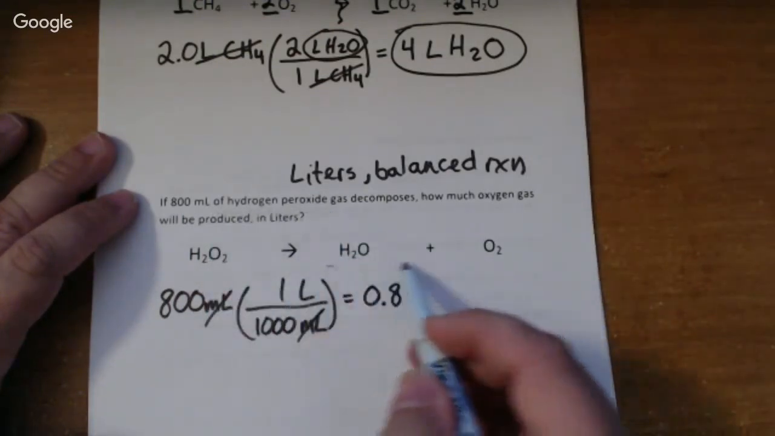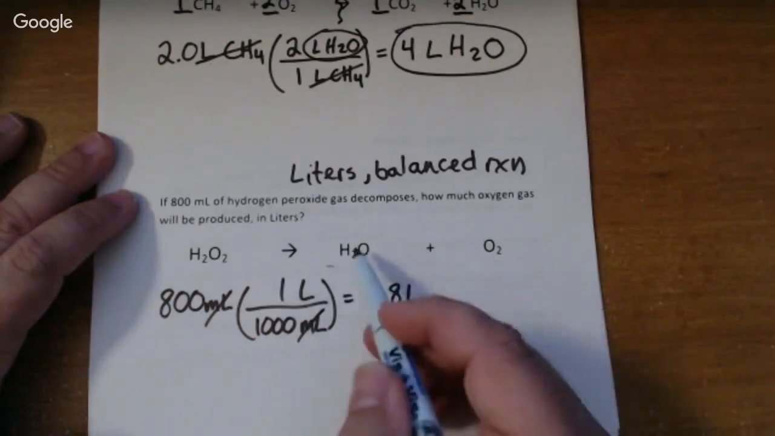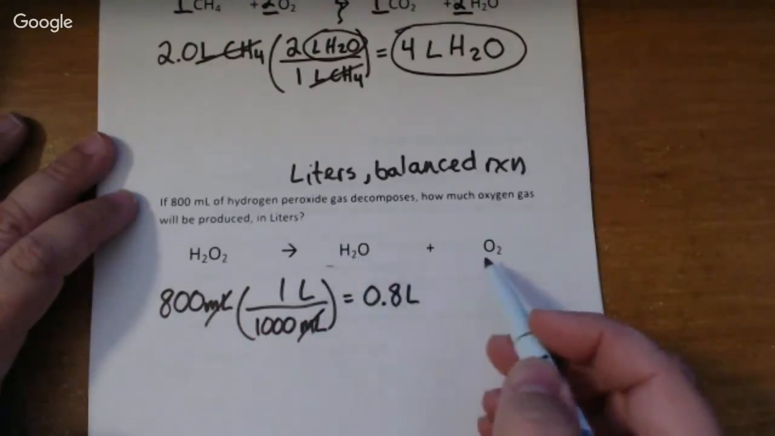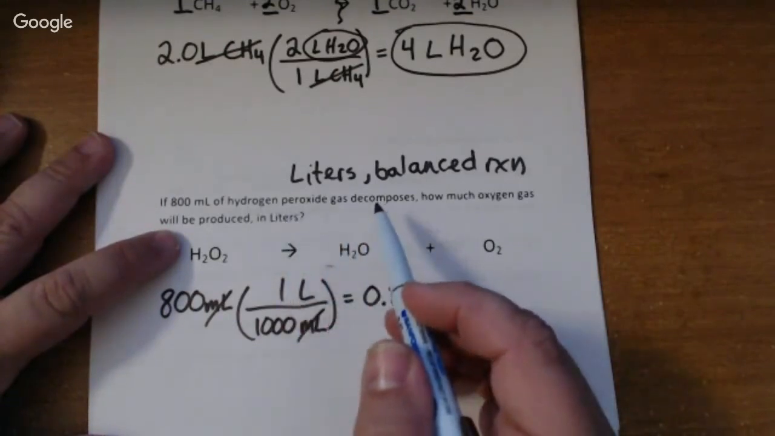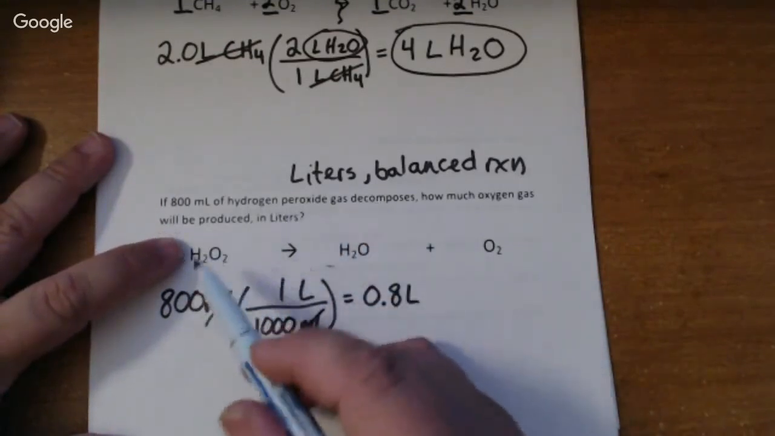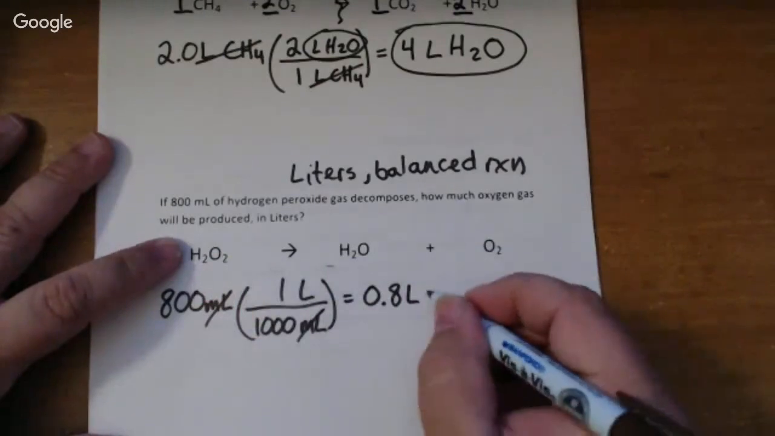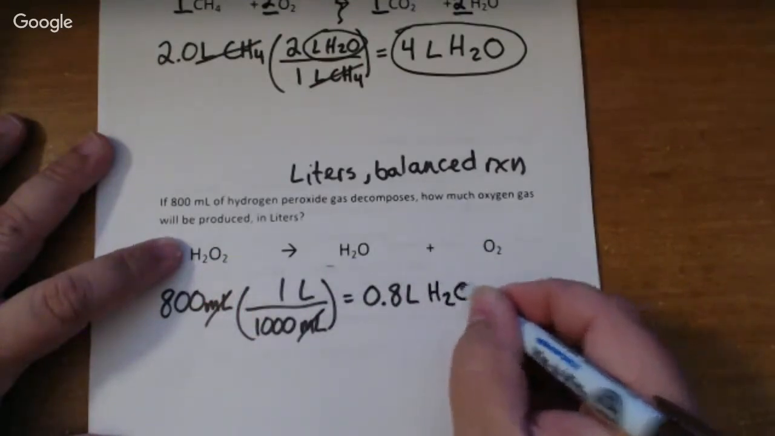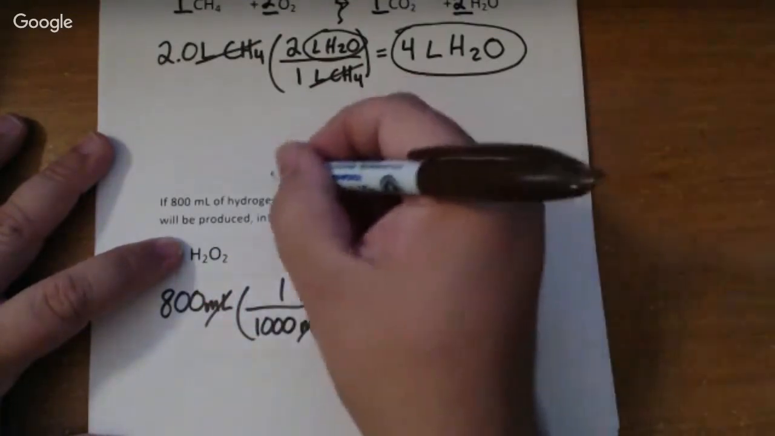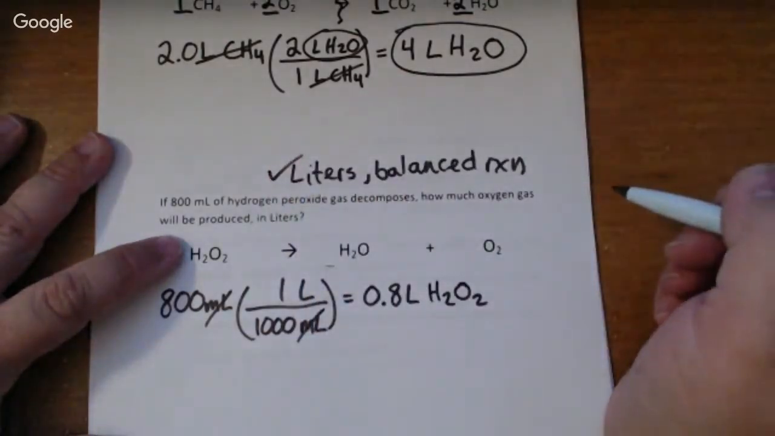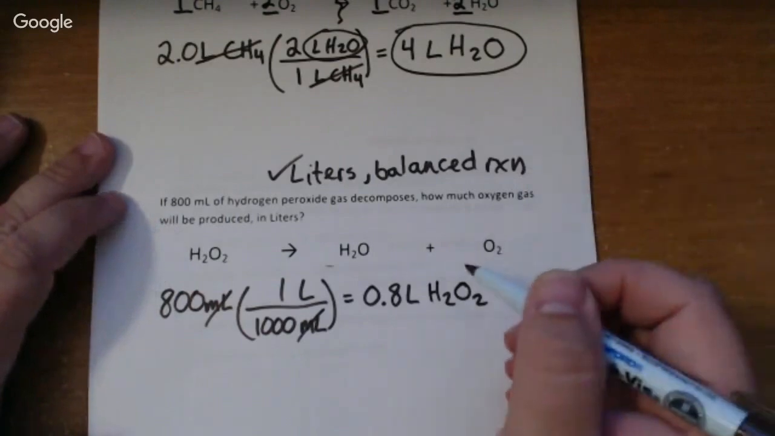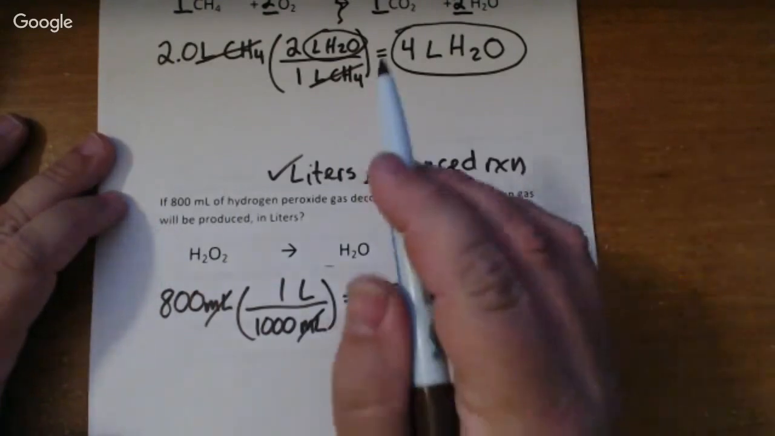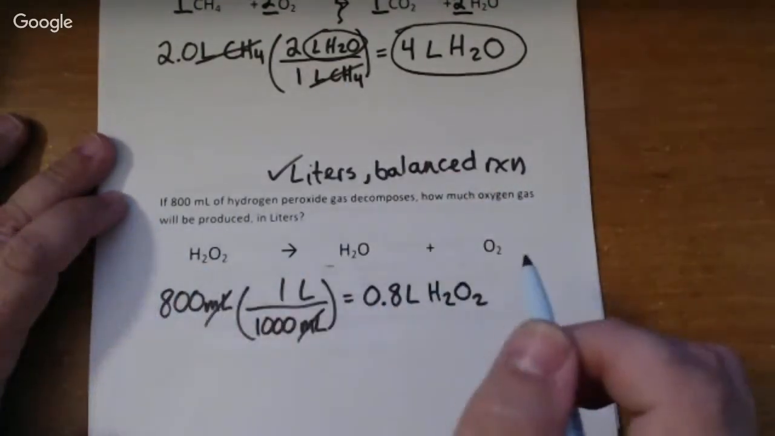Well, if we're not sure which one of these is hydrogen peroxide, we know that's water, and that's just oxygen, and it gives the hint that hydrogen peroxide is decomposing. So this is what's breaking up or decomposing, so it's 0.8 liters of H2O2. We can cross off our liters. Those are ready to go. Now I've got to have a balanced reaction. So let's see. We balanced the one up top, so I'm going to run through this one a bit quicker.